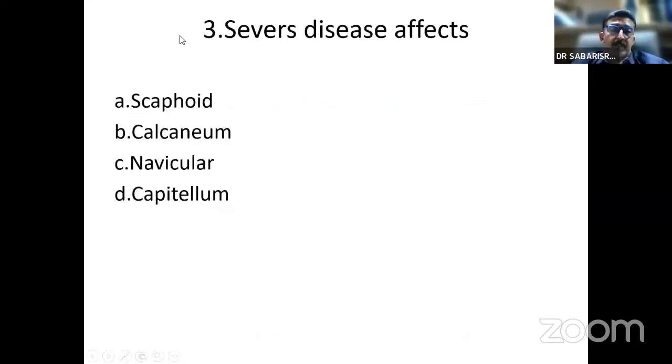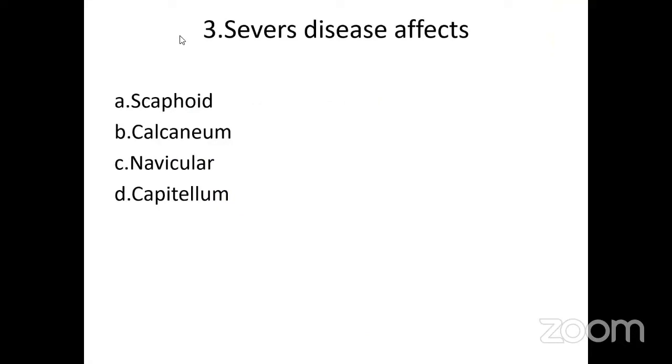So coming to another osteochondritis, we already discussed slipped capital femoral epiphysis, Perthes disease, like that. This is another osteochondritis, and that is called Sever's disease. So Sever's disease actually affects the calcaneal apophysis. So here you can see the calcaneum. The calcaneum has got an apophysis.